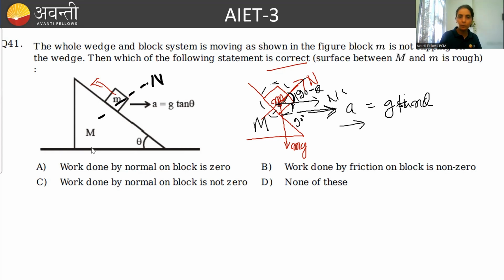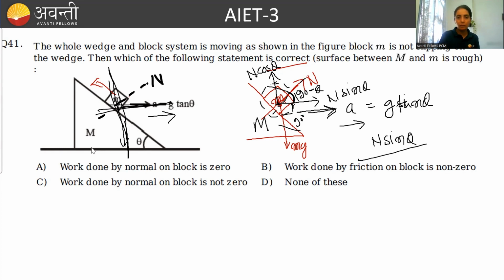This will become equal to N sine theta. And this will become equal to how much? N cos theta. So N cos theta will get balanced by mg because this small block m is not moving in this direction. It is moving in this direction, not with respect to the wedge. Overall, it is accelerating in this direction together with the wedge, right? So this N sine theta will help this small block m to accelerate in this horizontal direction.